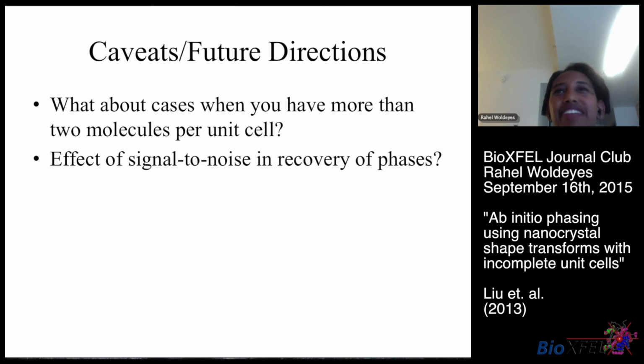I have some caveats and future directions. I was mostly concerned about cases where you have more than two molecules per unit cell. How do you deal with that, or can you really expand this to cover any of those arrangements? I wasn't sure about that. The other question is how signal to noise affects the recovery of phases, which is partially covered by this paper, but as an experimentalist, I can see this being really hard to deal with in order to recover the molecular transform.